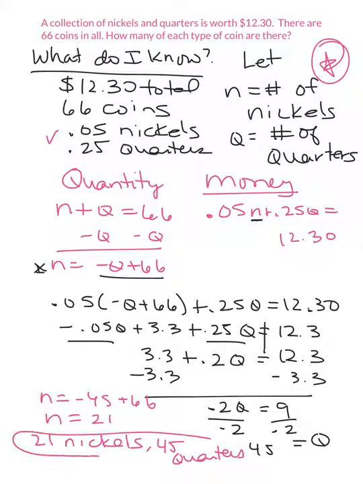So that's my final answer when we were asking how much of each type of the coin there are. Now I could again go back and double check my work, plugging it into both of my original equations. The quantity equation is easy. 21 plus 45 definitely gives me 66, and I can double check it with money to make sure that 21 nickels and 45 quarters is the right combination.